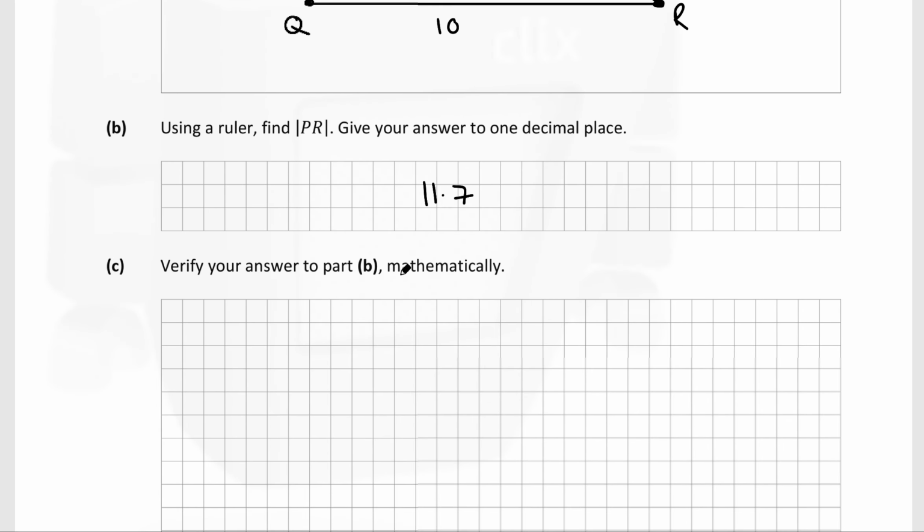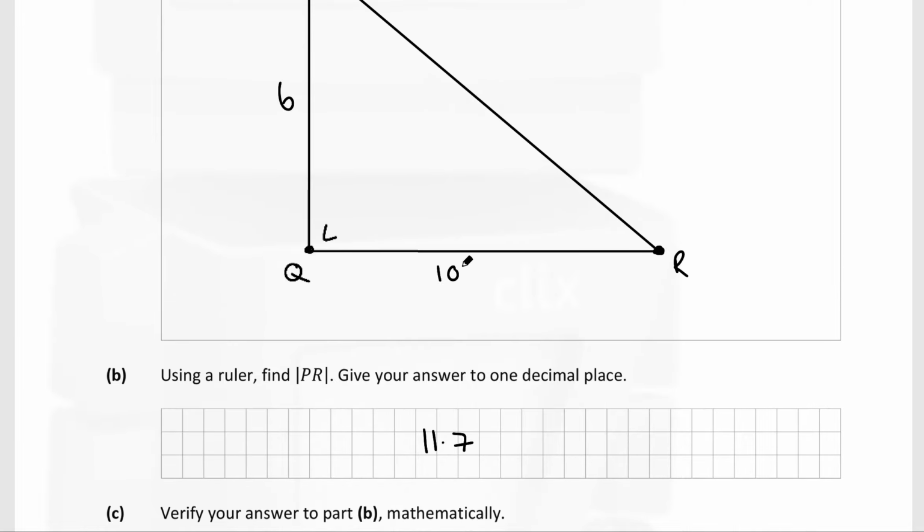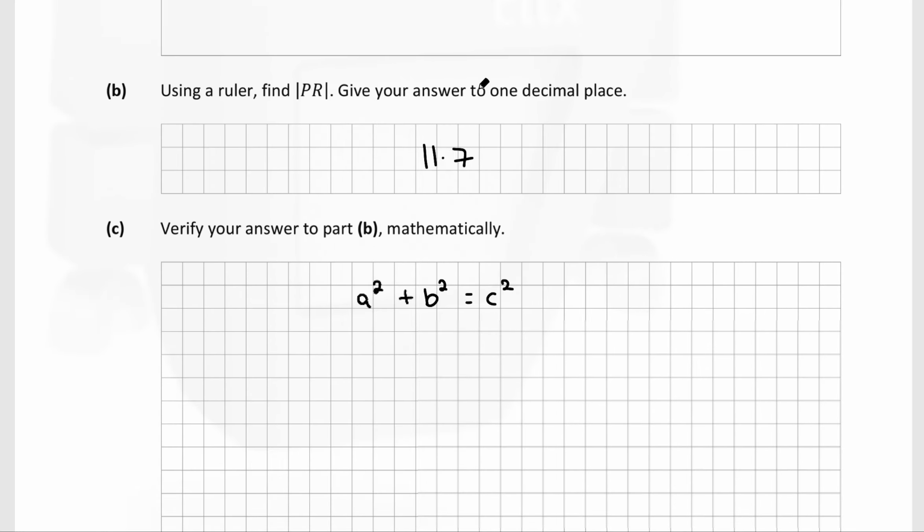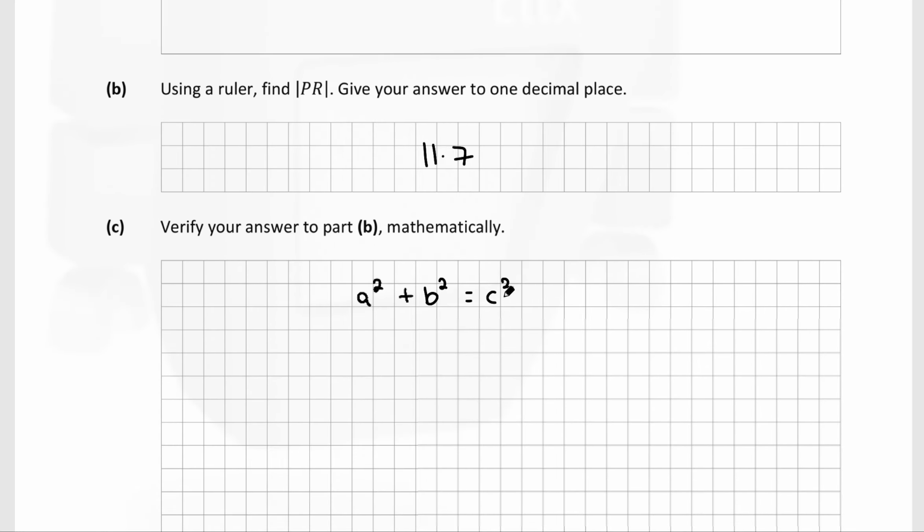Right. If I want to verify that mathematically, it's a right angle triangle. The question involves sides. It can only be one thing, and that is Pythagoras' theorem. So a squared plus b squared equals c squared. What I'm going to do then is get a squared, which can be either 6 or 10, doesn't matter. The only one that really matters in Pythagoras' theorem is this side here, and I'm going to call that x, right? And x has to be the hypotenuse, which has to be c.